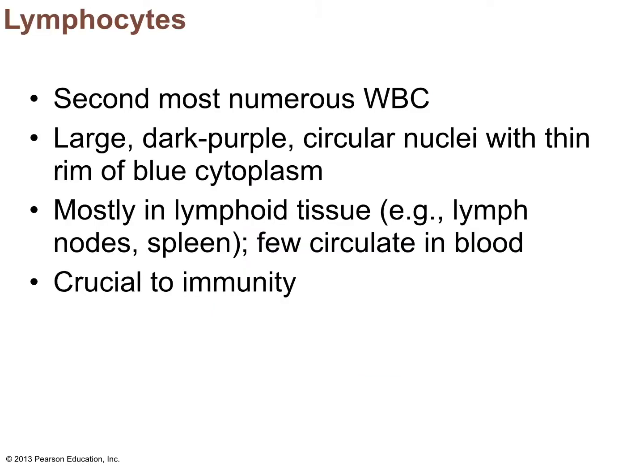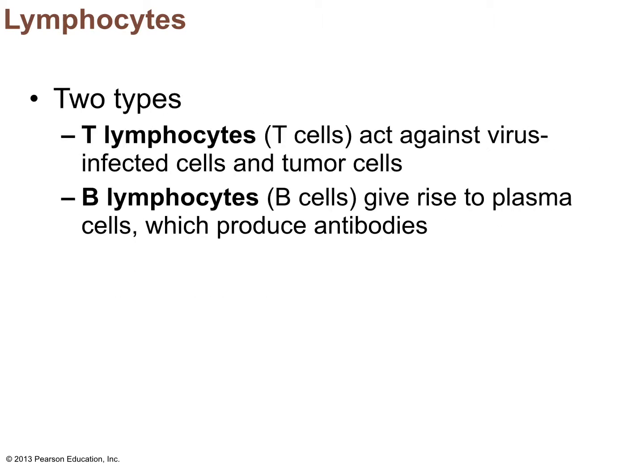Lymphocytes, we're going to talk a lot about in the immune system chapter because they make up the adaptive immune system. We have some different types that we'll talk about. The two primary classifications of lymphocytes are T lymphocytes and B lymphocytes. Just to give you some basics for now that we'll build on later, the T lymphocytes are going to act against virus-infected cells and tumor cells. And the B lymphocytes are going to differentiate into what's called plasma cells, and those plasma cells are the cells that produce antibodies.